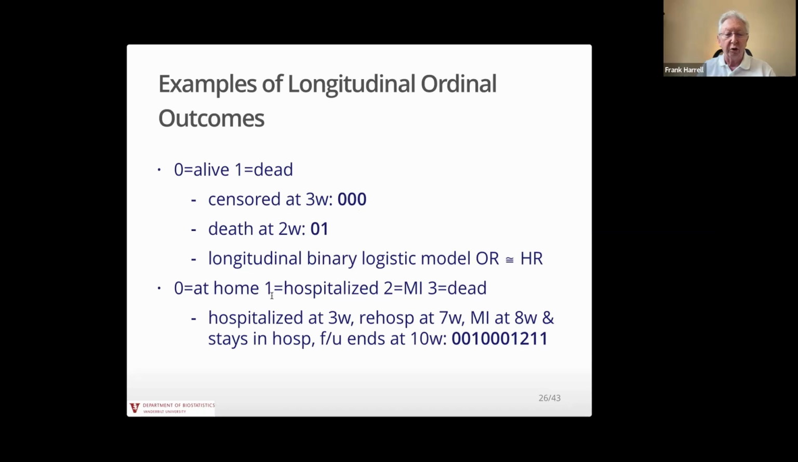So let's suppose you had at home, hospitalized, myocardial infarction, or death. Somebody who is hospitalized at 3 weeks, rehospitalized at 7 weeks, has a heart attack at 8 weeks, stays in the hospital, and the follow-up ends at 10 weeks would have a 001. They're at home these 3 days, and then they're hospitalized again. They have a heart attack. They're still in the hospital, still in the hospital. So this is what the longitudinal data looks like. Something funny happens when you start analyzing raw data. As you get closer to having maximum power, you also get a much easier clinical interpretation.